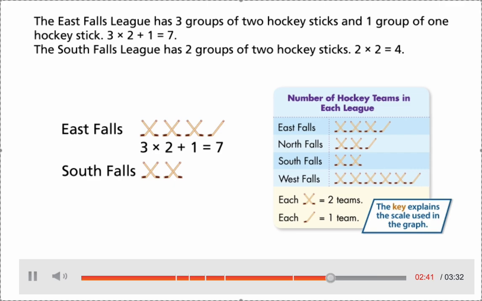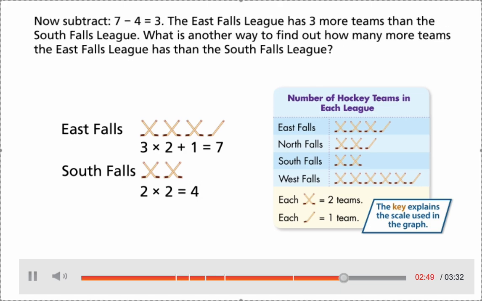The South Falls League has 2 groups of 2 hockey sticks. 2 times 2 equals 4. Now subtract. 7 minus 4 equals 3. The East Falls League has 3 more teams than the South Falls League.